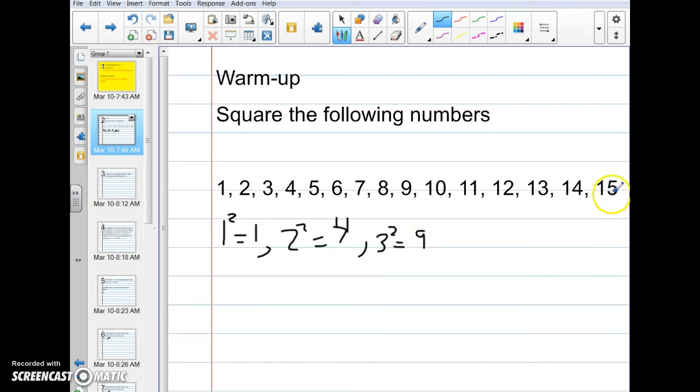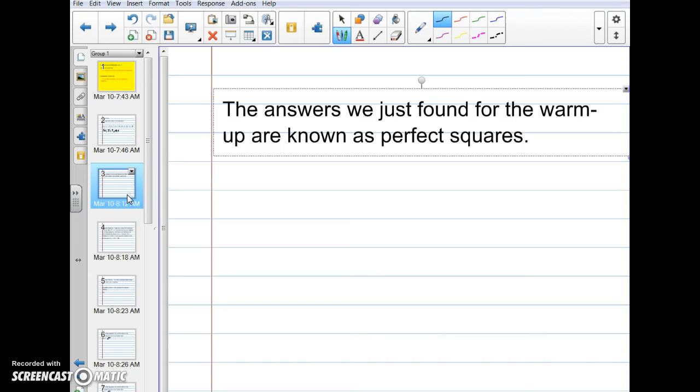Now, these numbers, the 1, the 4, the 9, the 16, then you're going to get 25, the rest of those numbers, those are known as perfect squares. The reason they're known as perfect squares is because they're basically a number squared. As I stated before, those are known as perfect squares. We're going to be using some of those, but we're not going to be working a lot with them.